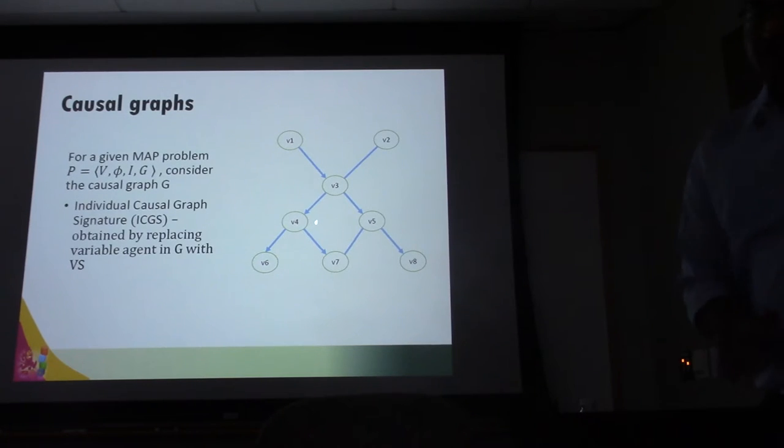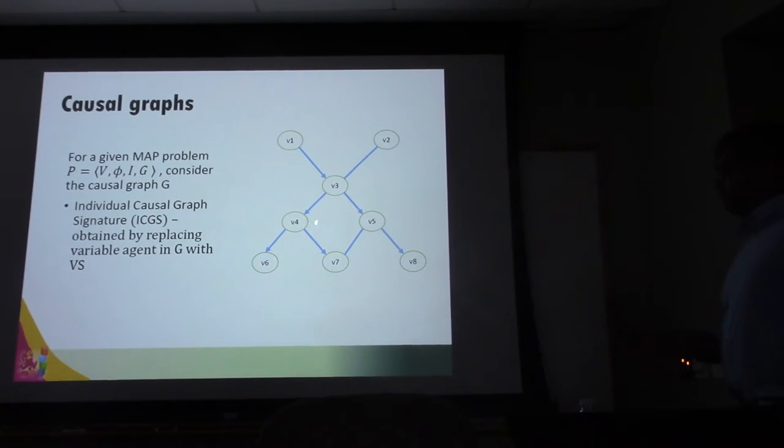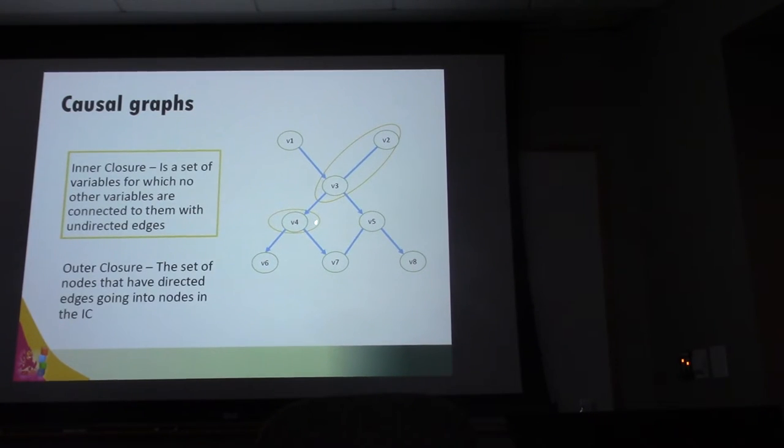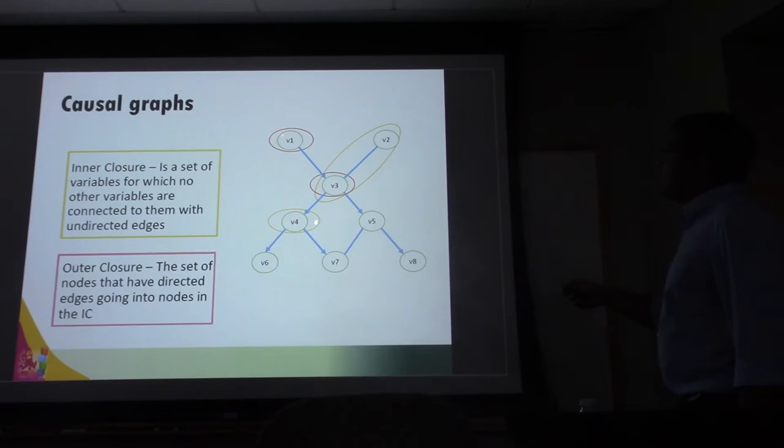In this work we are going to use a variation on the causal graph which we call ICGS, which we obtain by replacing these agent variables with a variable signature, which we obtain by replacing the agent name with this global symbol. Now we define two new concepts, the inner closure and the outer closure. We define the inner closure as the set of variables which are not connected to any other nodes through a directed edge. Basically, we have a set of variables that get updated together, so they are interconnected to each other. And we define the outer closure for a given inner closure as the variables which are connected to this inner closure through directed edges. So for the inner closure V3, V2, we have the outer closure V1.